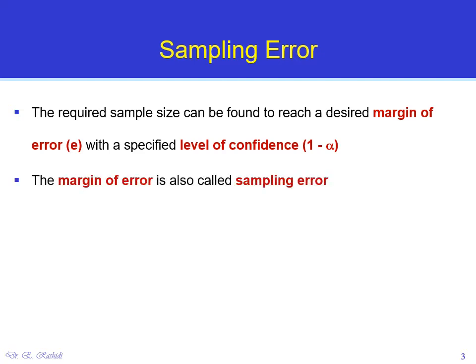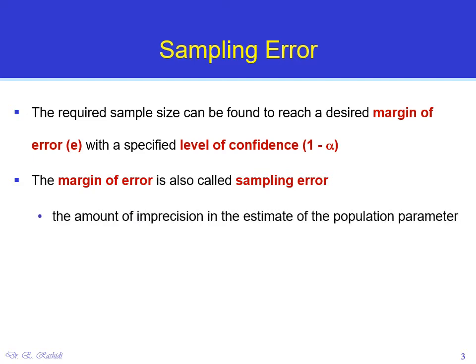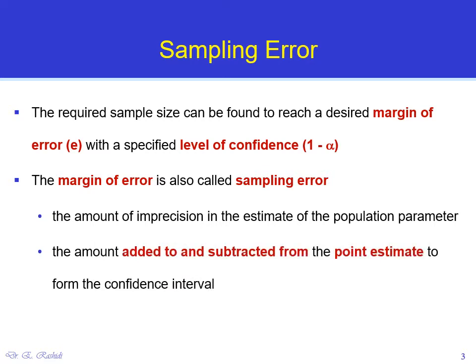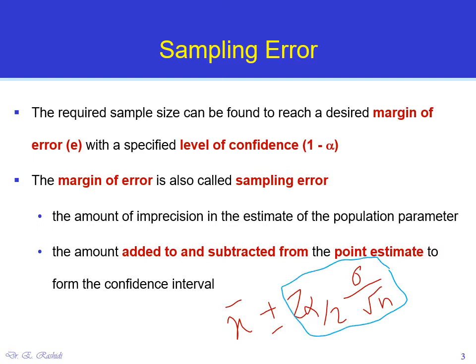The margin of error is also called sampling error. Sampling error is the amount of imprecision in the estimation of the population parameter. It is the amount added to and subtracted from the point estimate when you want to build the confidence interval, if you remember. So for example, for building a confidence interval for the average, we used x bar as the point estimate, plus minus z of alpha over 2, the critical value, multiplied by sigma over the square root of n. So this together is called margin of error or sampling error.